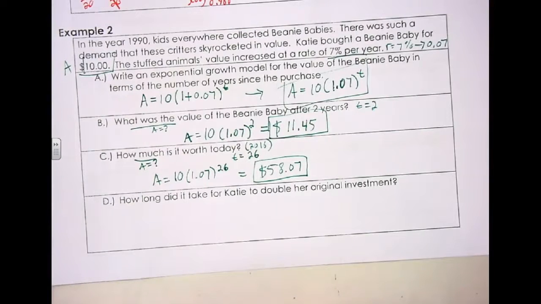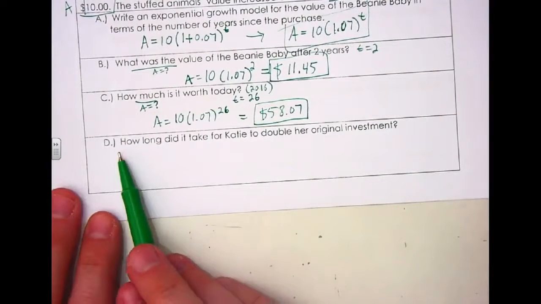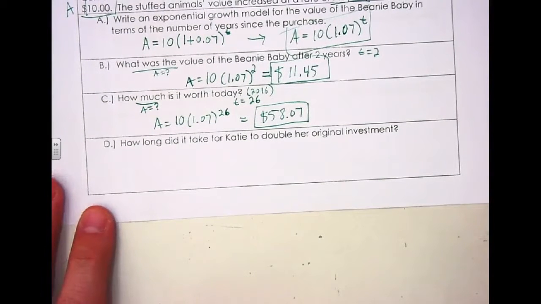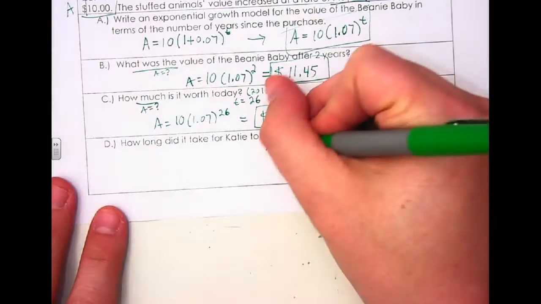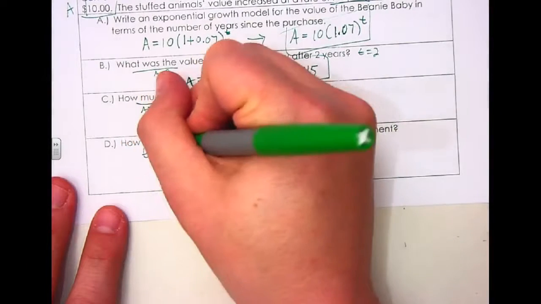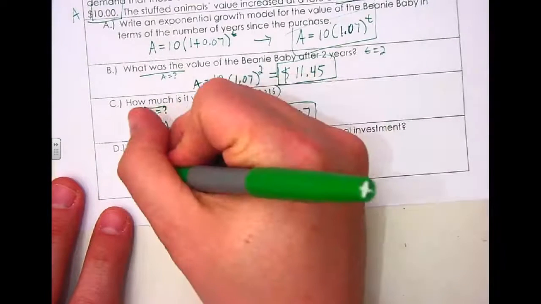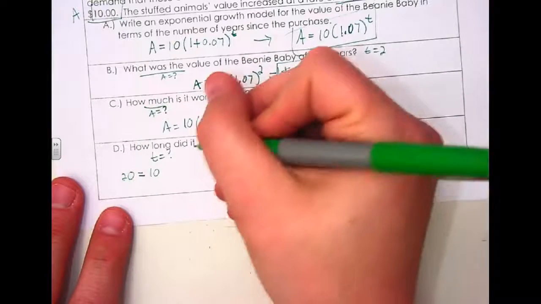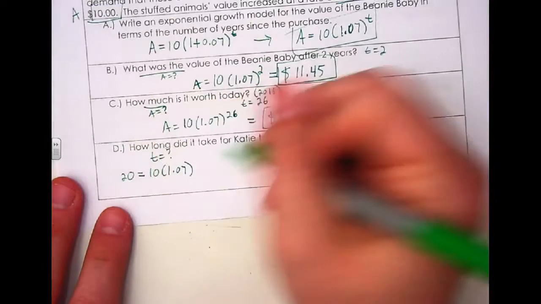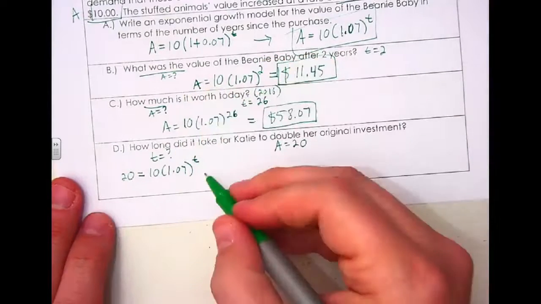So, you know, if she had a whole bunch of these things, maybe she'd have enough money. Part D says, how long did it take for Katie to double her original investment? Well, her original investment was $10. What would double that be? Be $20, right? And we want to know how much time is going to take for us to get there. So this is another one where we're kind of going to be working backwards. We know that the amount that we're looking for is 20. We're starting with 10. Rate of change is 1 plus 0.07. We're going up 7%. And the variable this time that's left is t.